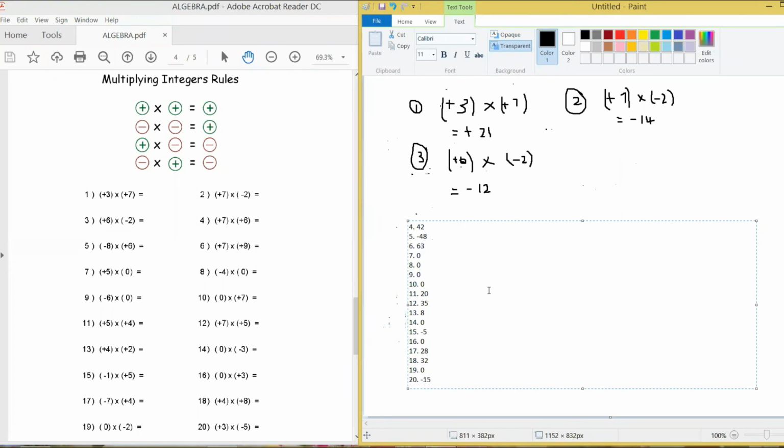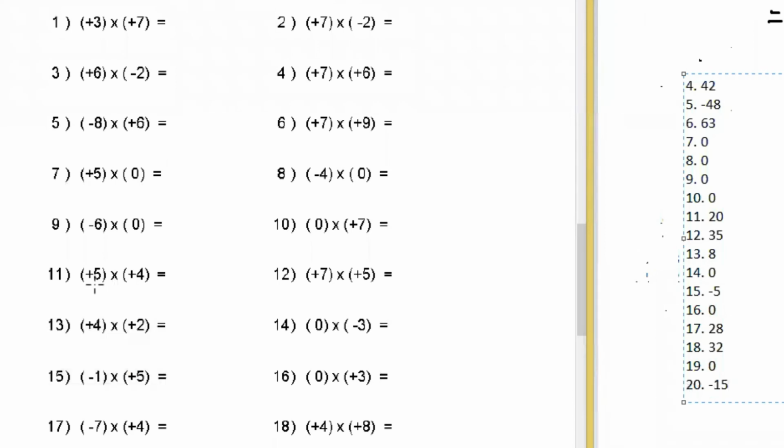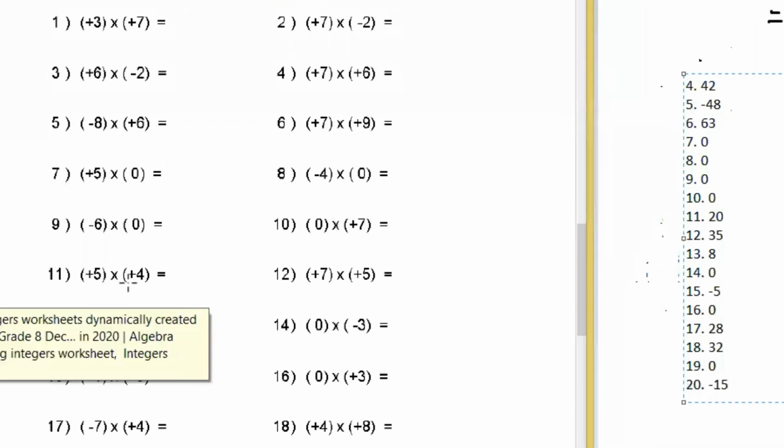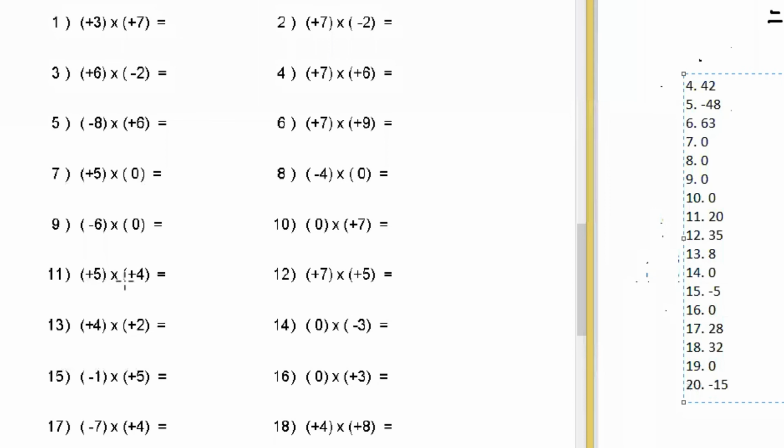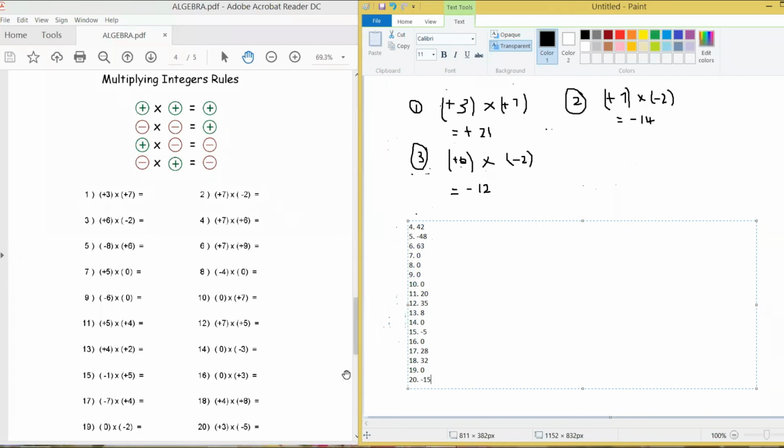Everyone, kindly cross-check your answers. Is number 11 supposed to be negative 20? Number 11, you have positive 5 multiplied by positive 4. Positive by positive gives us a positive answer. So the answer is positive 20. You said negative because the screen is blurred. Oh, okay. I totally understand.